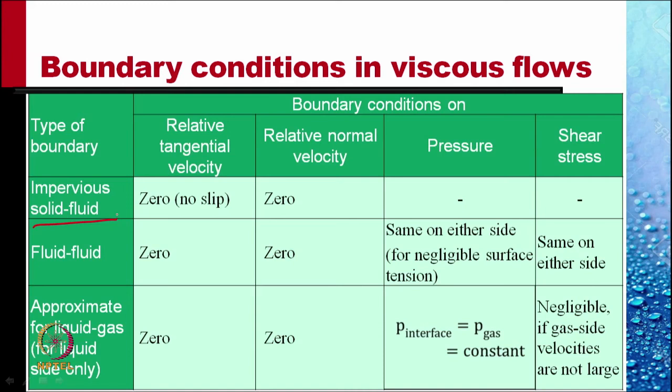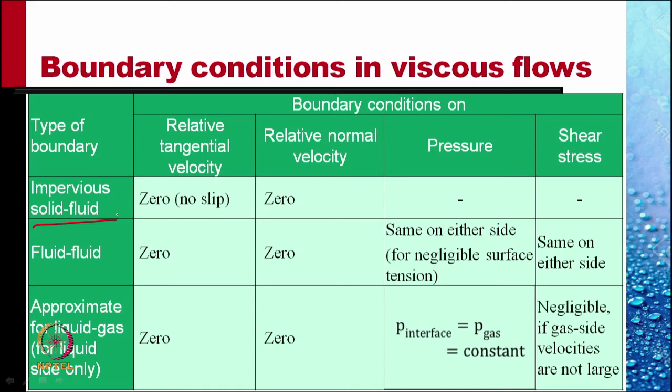At a fluid-fluid boundary, the relative tangential velocity is again 0, no slip. Relative normal velocity is again 0. We are again assuming there is no penetration of one fluid into another fluid. The pressure is the same on either side for negligible surface tension. The shear stress is the same on either side. Pressures, shear stresses and velocities are all continuous.